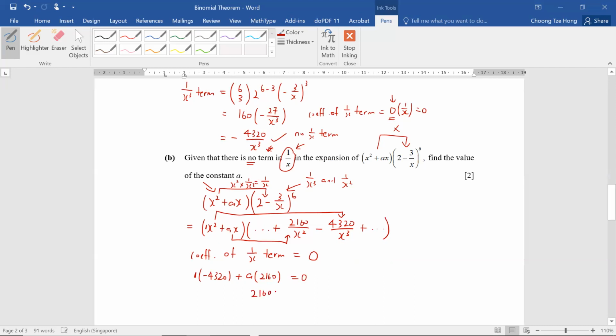So we just have to do some simple manipulation. Over here we will have 2160a. We'll bring the negative 4320 over, so we'll get 4320. Divide by the 2160, and you will get a nice number of 2. I hope you understand what's going on over here. Actually, not too difficult.